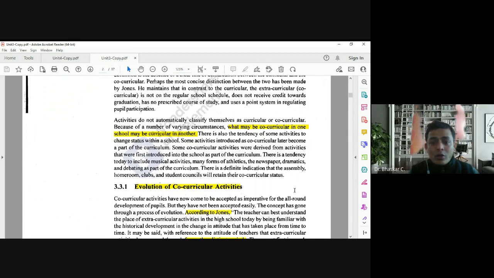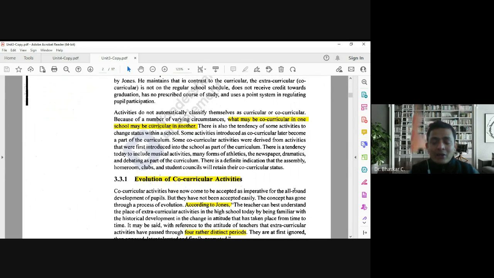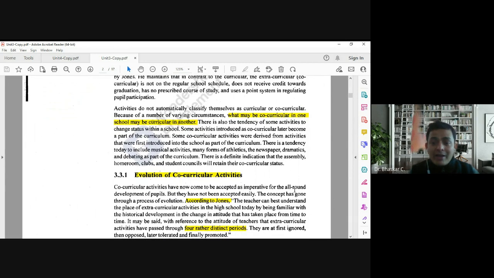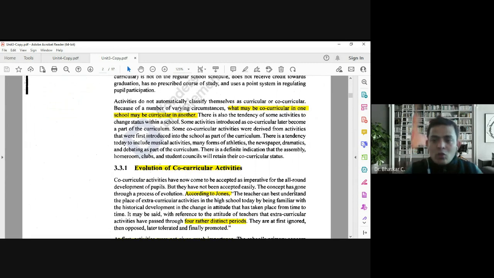The curricular and the co-curricular activities, though they are different from each other, are highly related or interrelated to each other. Why am I saying this? Because, as I have highlighted in yellow color, what may be co-curricular in one school may be curricular in another one. Now this is a challenge, but this is also the beauty of the curricular and co-curricular activities. This is the beauty of the academia, the beauty of the content, the beauty of the academics, that what may be co-curricular in one school may be curricular in another one.